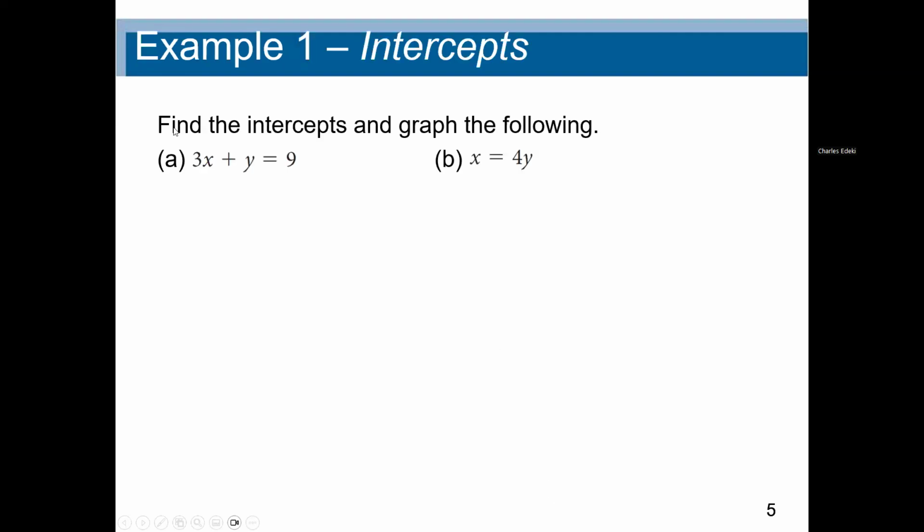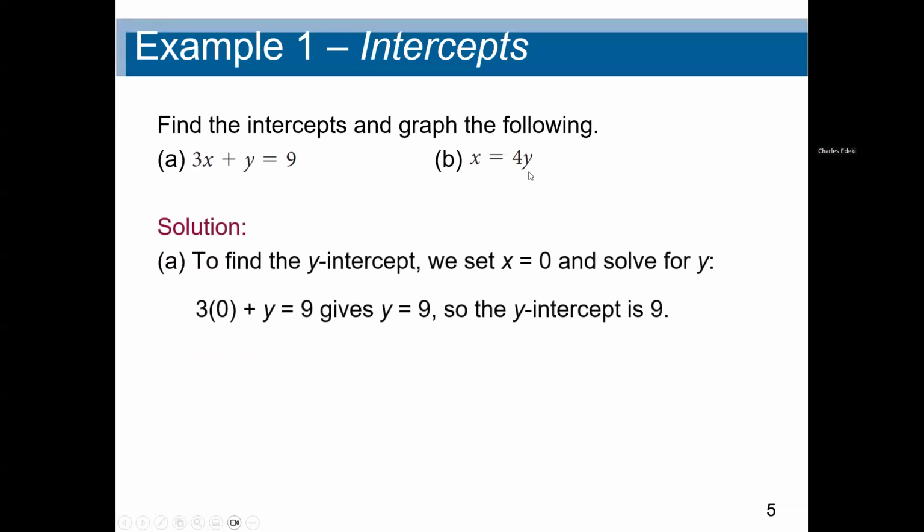So we have an example here. We should find the intercepts and graph the following: 3x plus y equals 9, and also x equals 4y. So to find the y-intercept, we set x equal to 0. So we get 3 times 0 plus y equals 9. 3 times 0 is 0, plus y is y, so y equals 9.